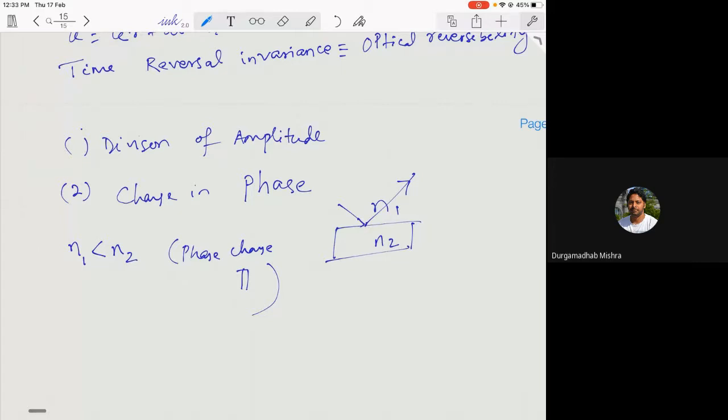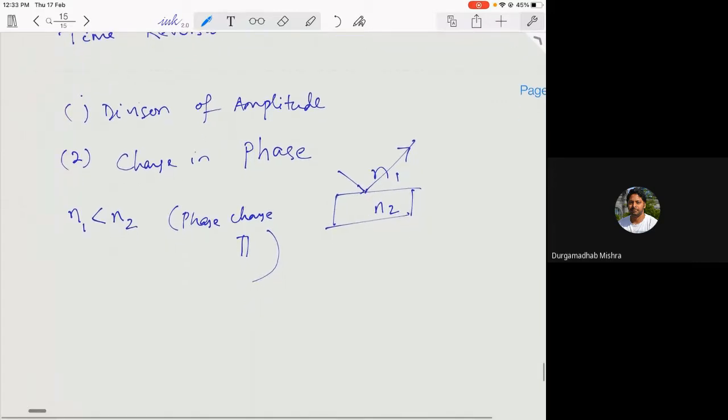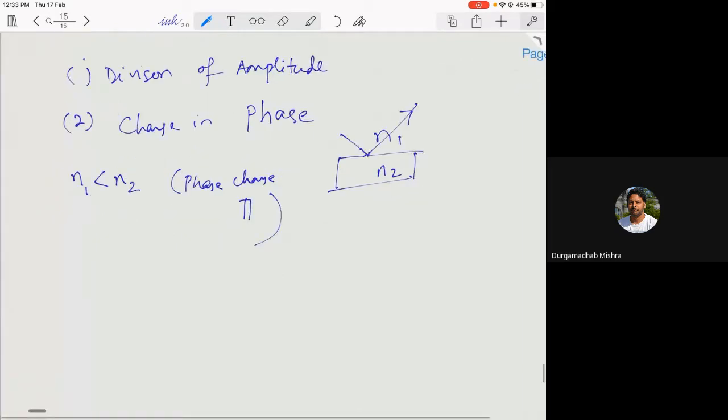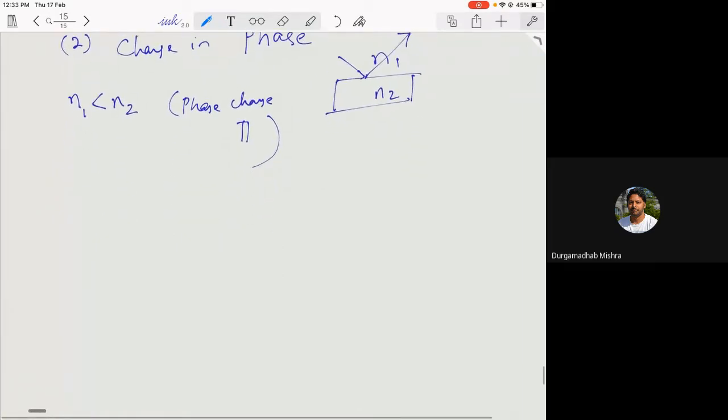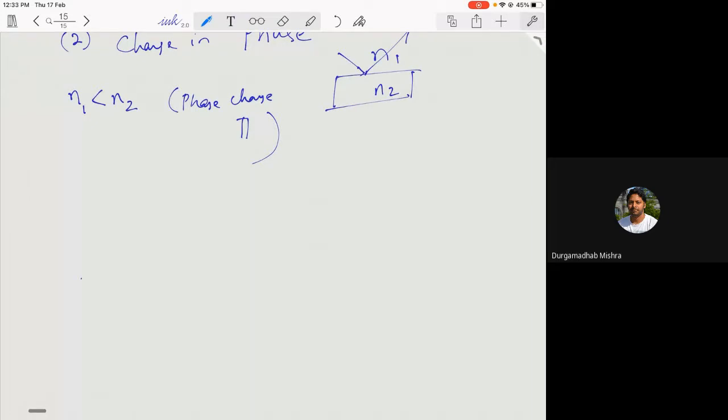So these two things happen. Then how does this affect your interference? Let's look at a very simple example here. I take a thin film material with a thickness D. Now I have an incident light. I am assuming it is a normal incident.